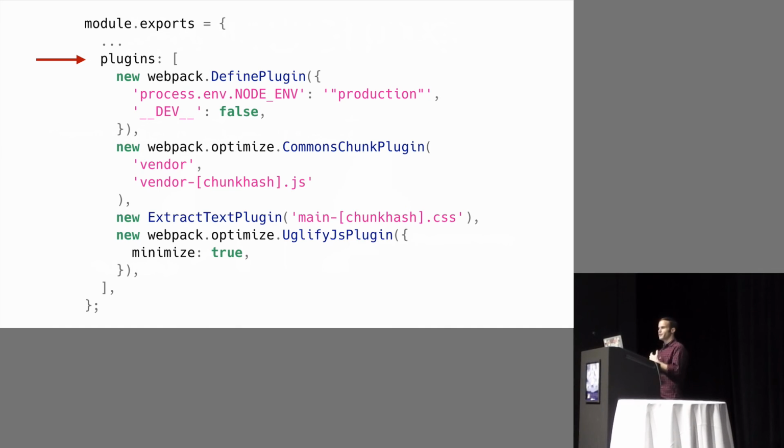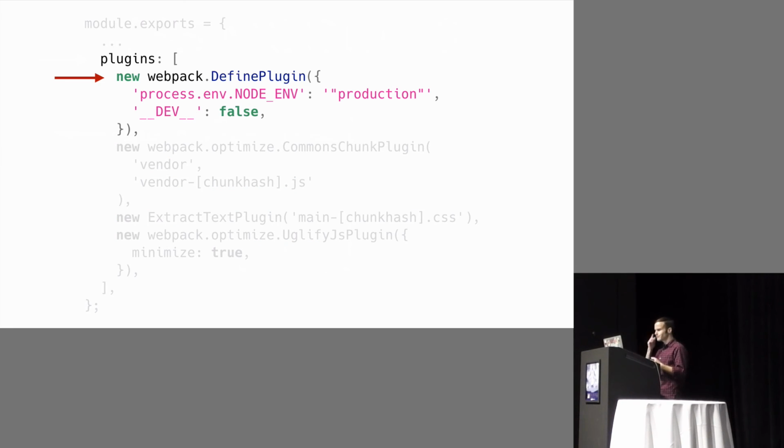So the primary way that you're going to approach this is we're going to add one more configuration object to the config. That's a plugins array. And we'll define multiple plugins that handle different pieces of the equation to produce production-worthy code. So the first one we're going to look at is the define plugin.